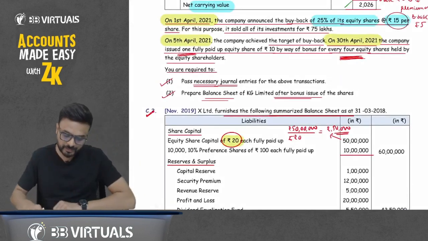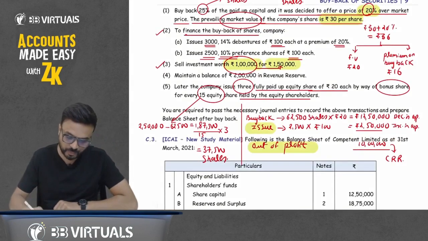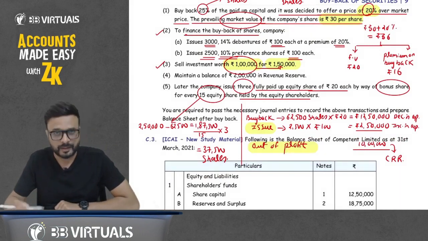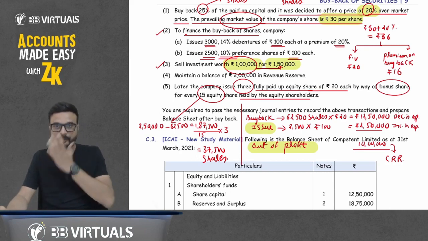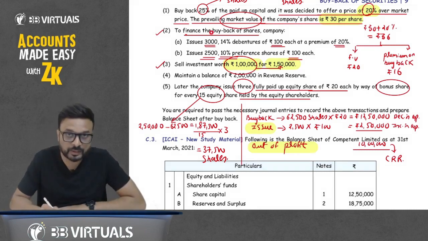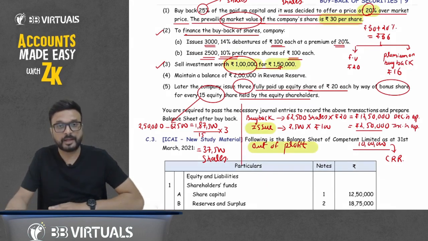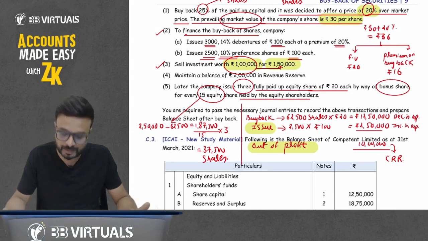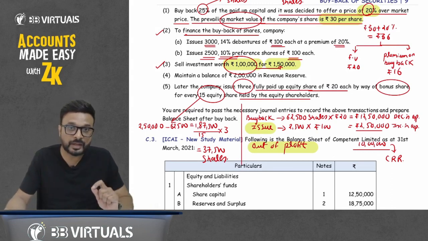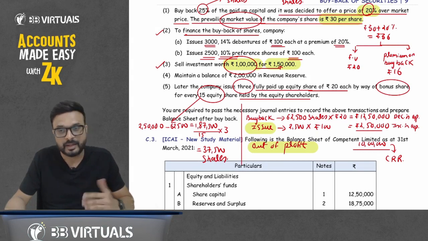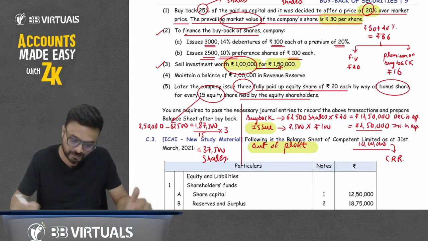How many debentures are we issuing? And don't worry about this calculation and the out of profit and all. We'll explain, we'll make a working note on it, don't worry. One by one. So here we are issuing 3000, 14% debentures of rupees 100 at a premium of 20. It means the face value of debenture is rupees 100 and we are issuing at 20% premium. It means that we are issuing at rupees 120.